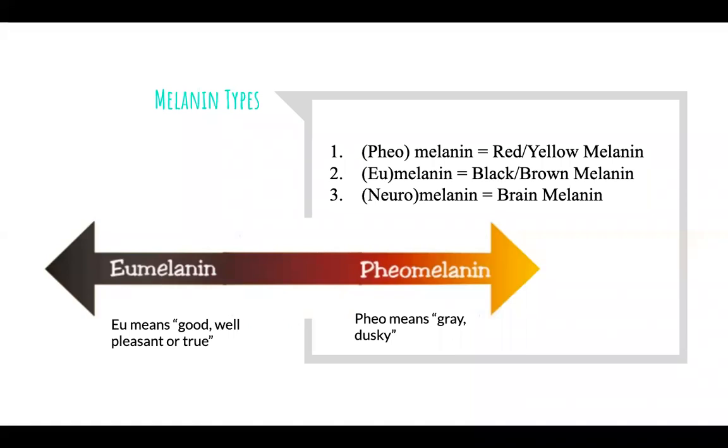Melanin types. There are 3 types of melanin. Pheomelanin, melanin that's found in freckles and red hair. Eumelanin is commonly called melanin, is found throughout the body and is known to be in the eyes, hair, and skin. Neuromelanin. Neuromelanin is eumelanin found in the brain.